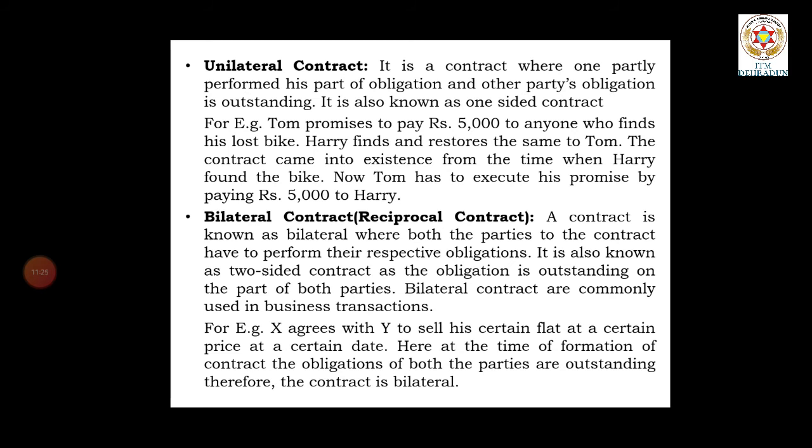Right? For example, X agrees with Y to sell his certain flat at a certain price at a certain date. Here, at the time of formation of the contract, the obligation of both the parties are outstanding. Therefore, the contract is bilateral.